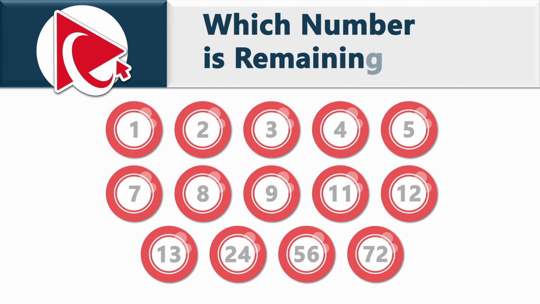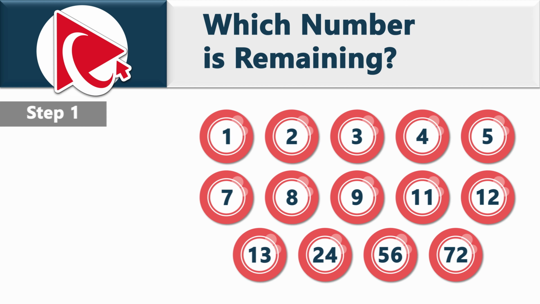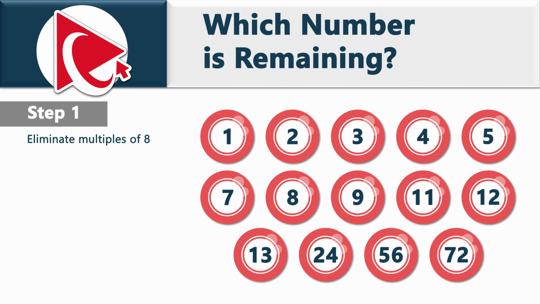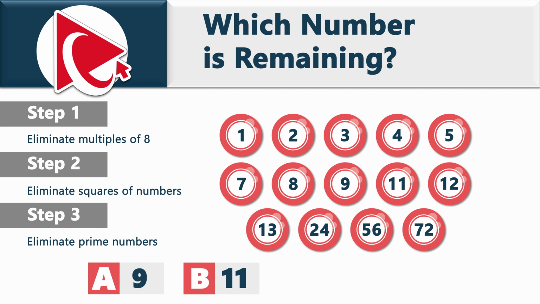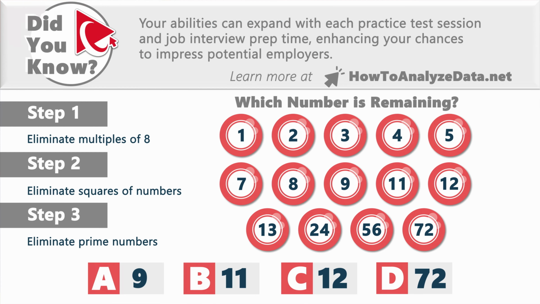You're presented with the series of numbers 1, 2, 3, 4, 5, 7, 8, 9, 11, 12, 13, 24, 56, and 72. You see all the numbers, right? Now we need to start eliminating the numbers. First step, you need to eliminate multiples of 8. In second step, you need to eliminate squares of numbers. And then in the third step, you need to eliminate prime numbers. So which number is remaining? Your choices for the answers are choice A, 9, choice B, 11, choice C, 12, and last but not least, choice D, 72.